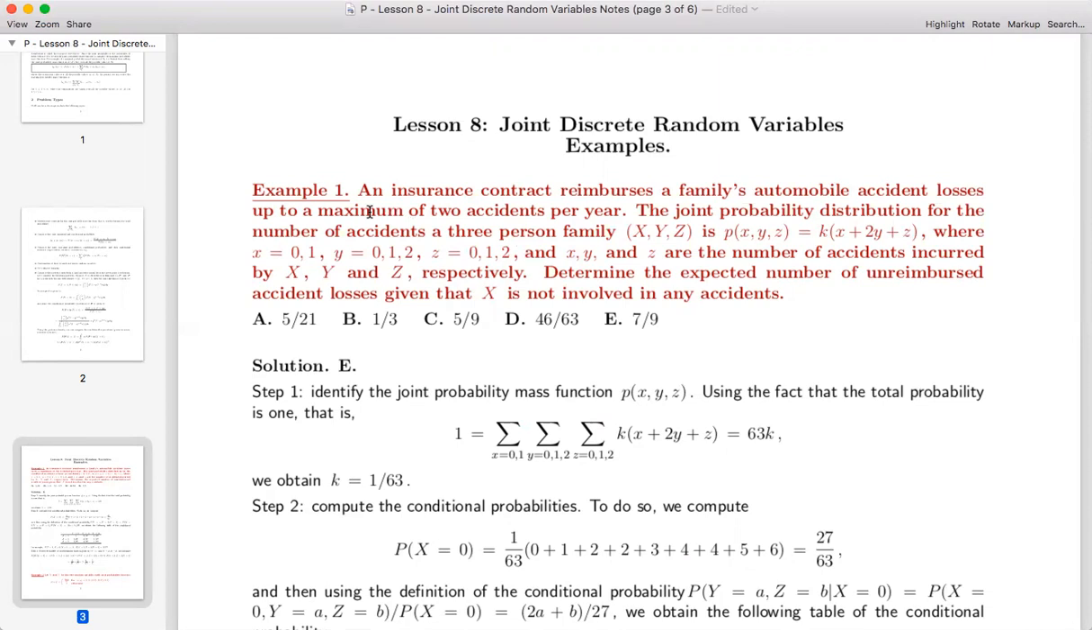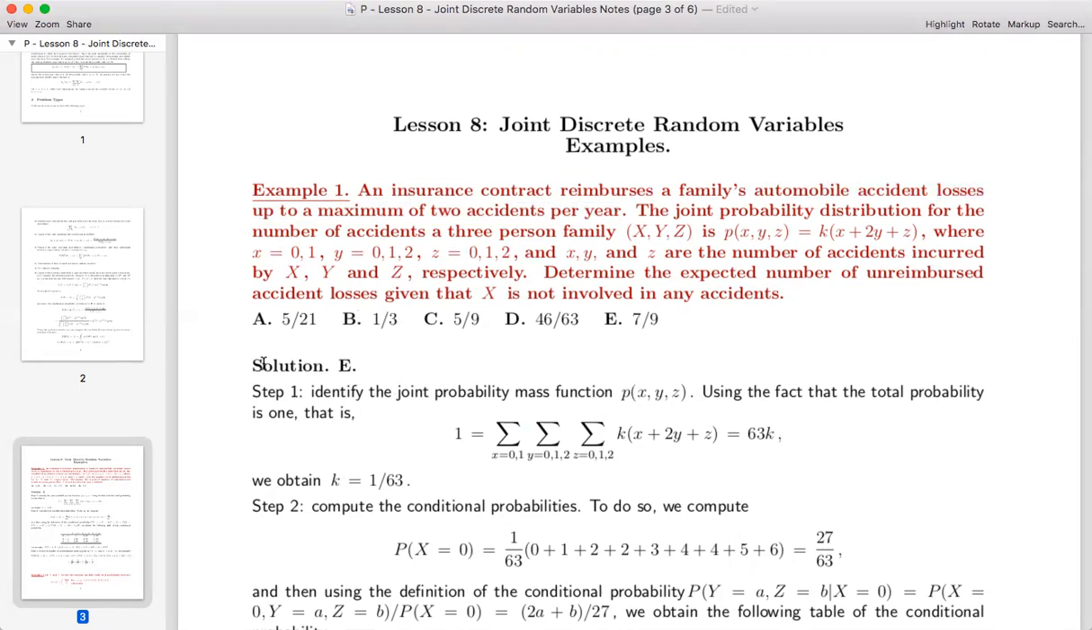To determine the expected number of unreimbursed accident losses given X is not involved in any accidents. So we know X is going to be equal to 0. Now we want to figure out the expected number of unreimbursed accidents. And we know the first 2 accidents are reimbursed.